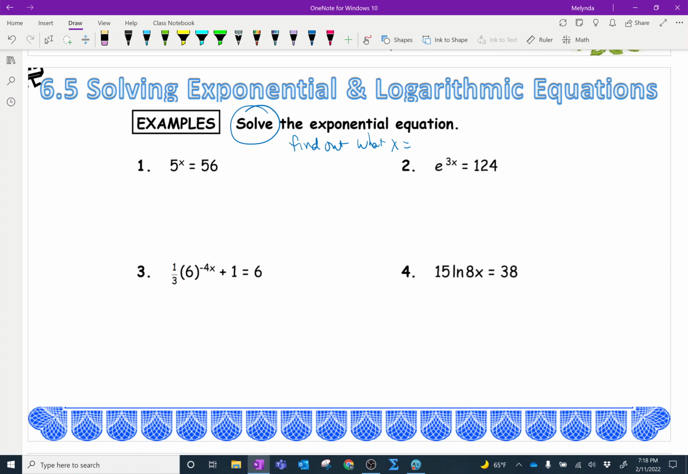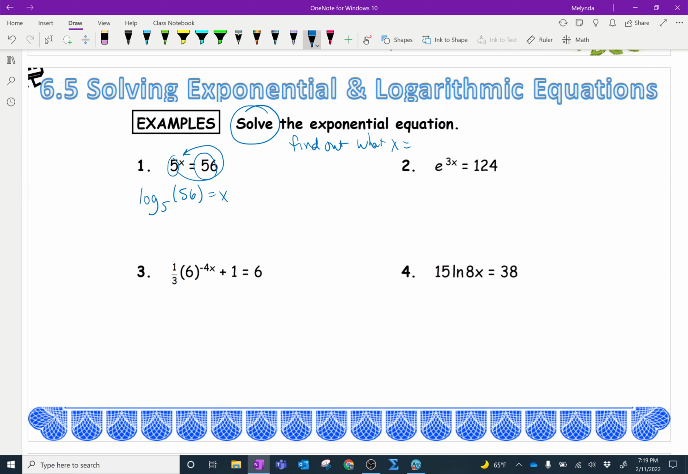So what we'll do is we will transform the exponential into a logarithm. That'll get the x out of the exponent. So we talked about the circle-y thing. I don't know what else to call it. So if you recall, we want to do this. So the base of the exponential is the base of the logarithm. So we would say log base 5 of 56 equals x. And so that's what x is.